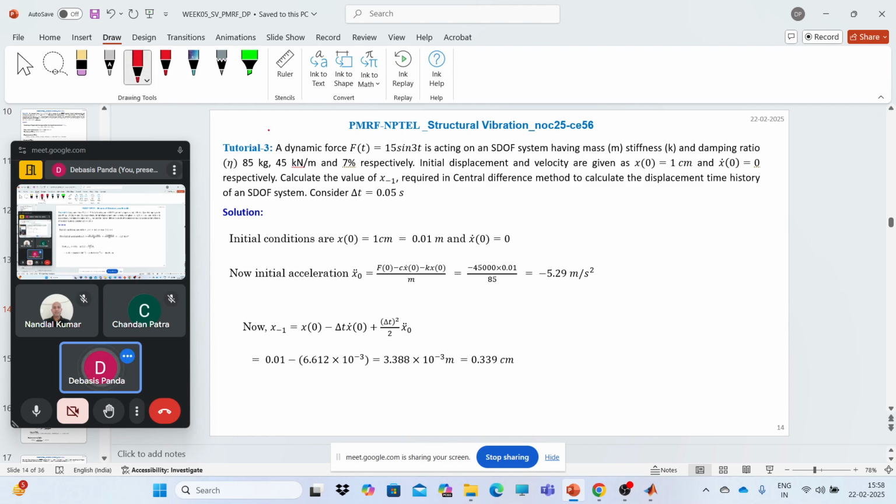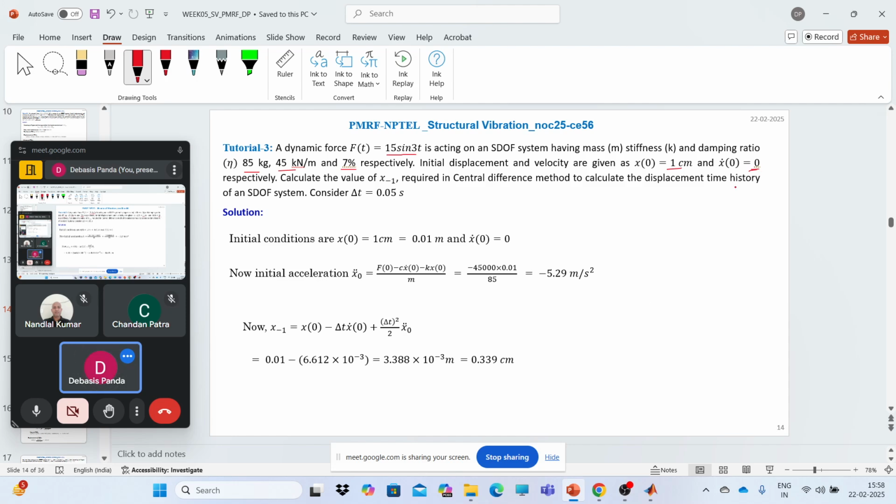a dynamic force F(t) given as 15 sin 3t is acting on an SDF system having mass, stiffness and damping ratio given as 85 kg, 45 kilonewton per meter, and 7% respectively. Now initial displacement and velocity are given: initial displacement is 1 centimeter but initial velocity is 0.